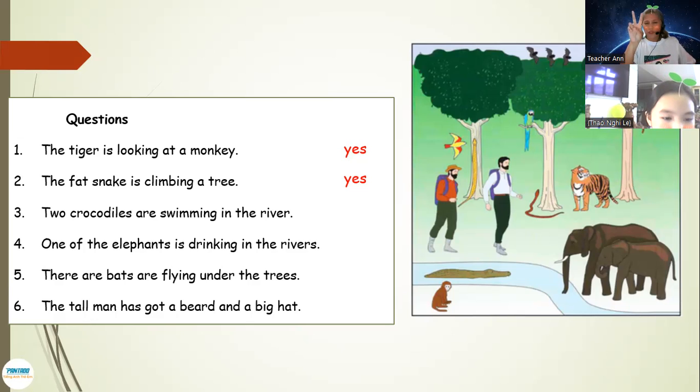Two crocodiles are swimming in the river. No. How many crocodiles swim in the river? There is one crocodile. Okay, four. One of the elephants is drinking in the river. Yes. Okay.